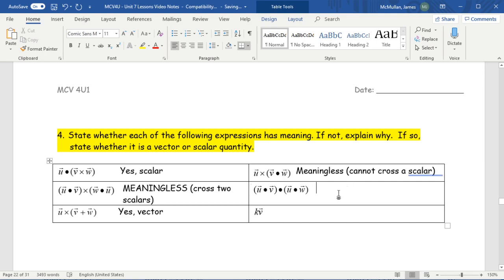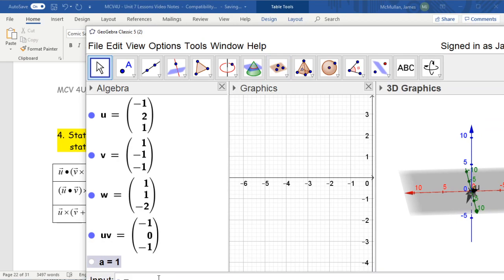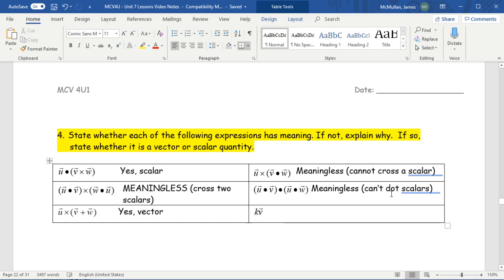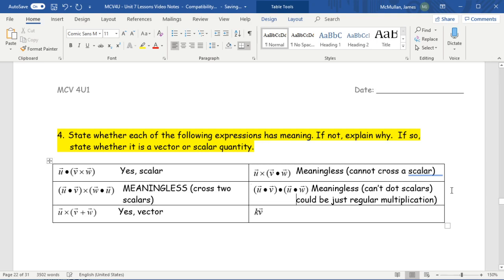It doesn't work. Again, this one is kind of open to debate. I'm going to say it's meaningless because you can't dot scalars. I mean, it might actually do something. Let's make up a number. A equals 3, B equals 6, and then dot AB. It probably just multiplies them. But based on what we're learning here, I just wouldn't. At least in a vector sense, this doesn't really mean anything. You could say it's just regular multiplication, but what does that really have to do with our unit? I wouldn't worry about it.